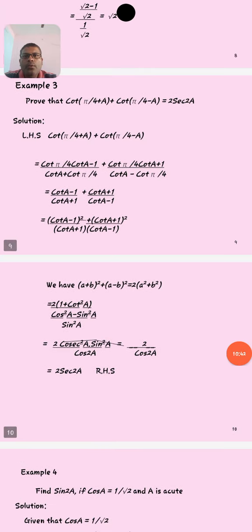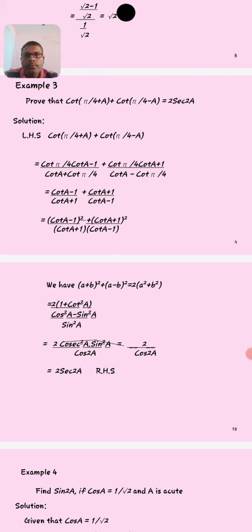Okay. Now we see example number 3. Prove that cot of (pi by 4 plus A) plus cot of (pi by 4 minus A) is equal to secant 2A. Here LHS is equal to cot of (pi by 4 plus A) plus cot of (pi by 4 minus A). Now we have to apply the formula of cot of (A plus B) and cot of (A minus B).